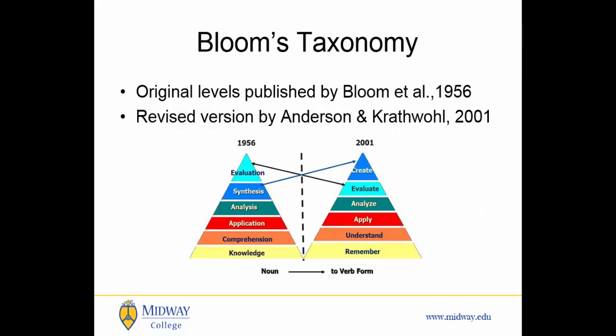As mentioned previously, the original Bloom's taxonomy was published in 1956. However, a revised version was designed by Anderson and Krathwohl. As you can see here from the diagram, the taxonomy illustrates cognitive processes in a hierarchical form, with lower-order thinking skills at the base of the triangle and higher-level thinking skills at the top. The diagram represents a continuum of increasing cognitive complexity.